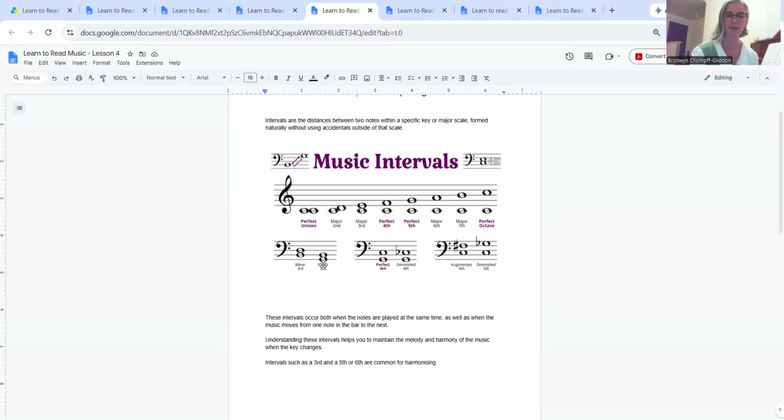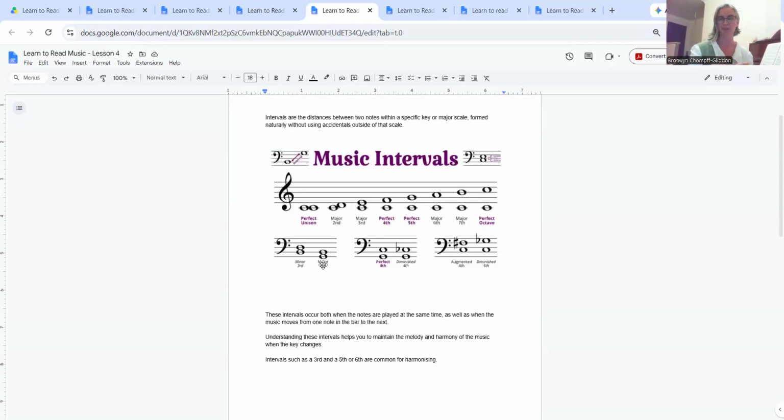Then lesson 4, we've got intervals. We're back to the pitch. When we have two notes showing up either at the same time or from one beat to the next beat, that difference between the two notes is called an interval. You start with the unison, the second, the third, the fourth, the fifth, the sixth, the seventh, the eighth, and the eighth is an octave.